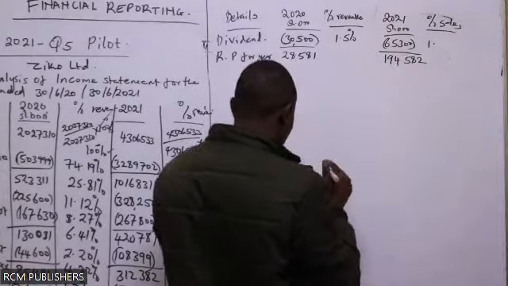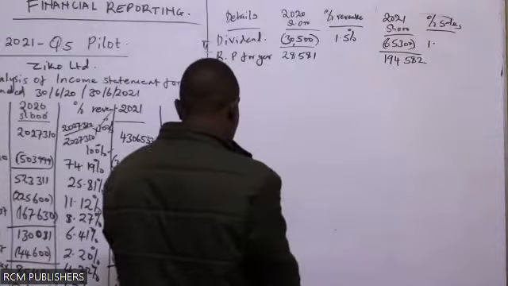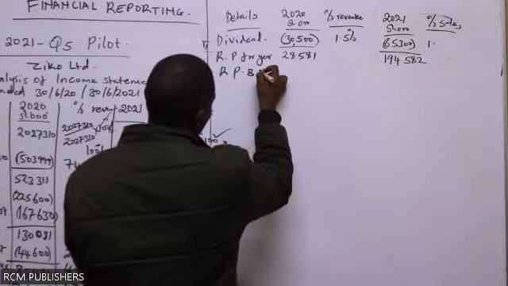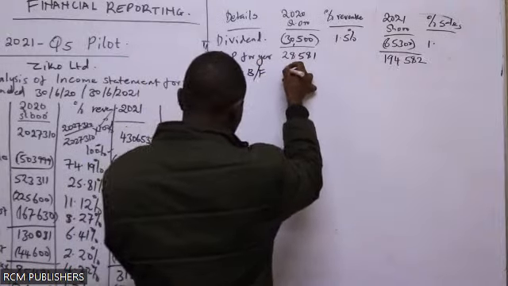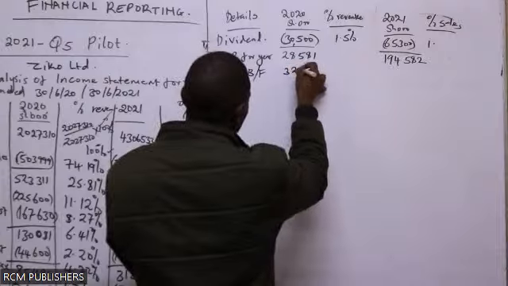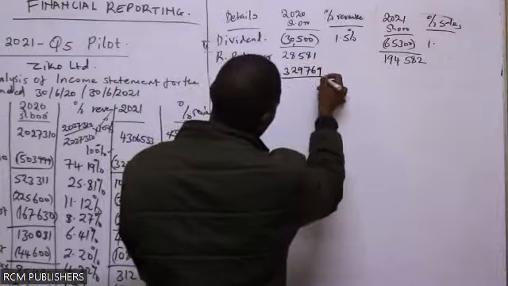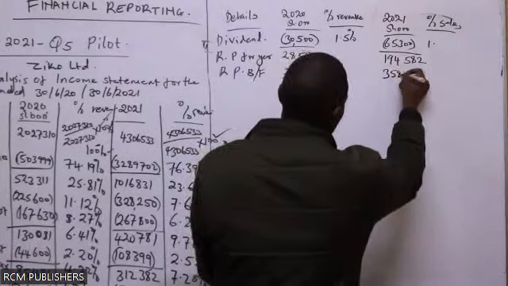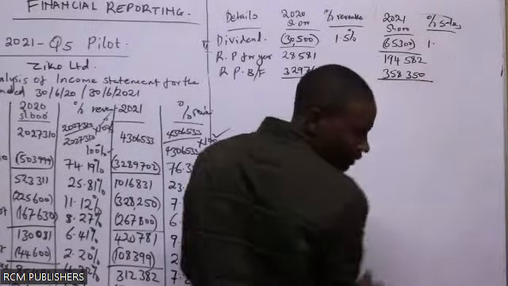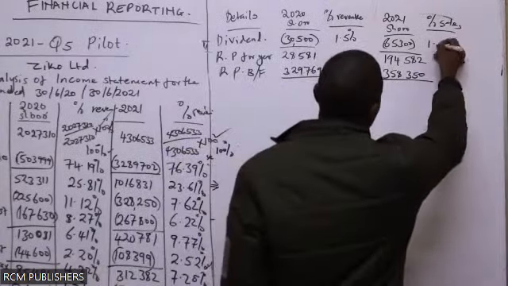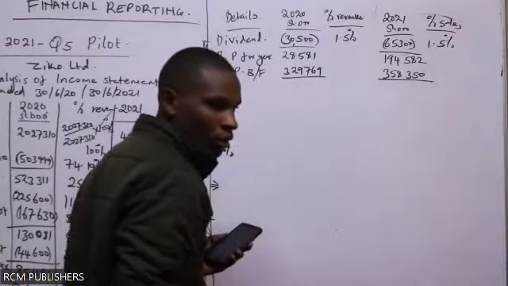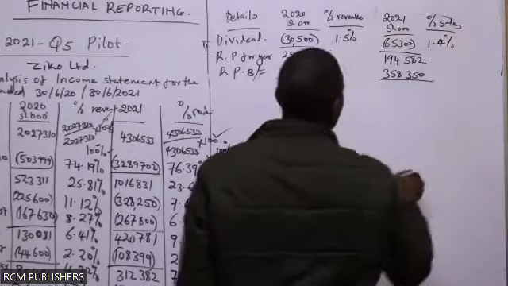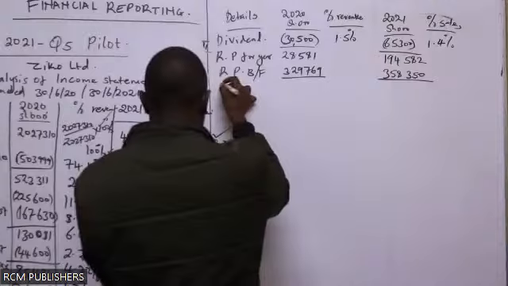And then we add the retained profit brought forward. Retained profit brought forward of 329,769. You can as well get the percentage of that. 358,350. You get the percentage of that. So this is 1.5%. I hope you people, 1.4, okay? 1.4. So there's a difference kidogo. Higher.